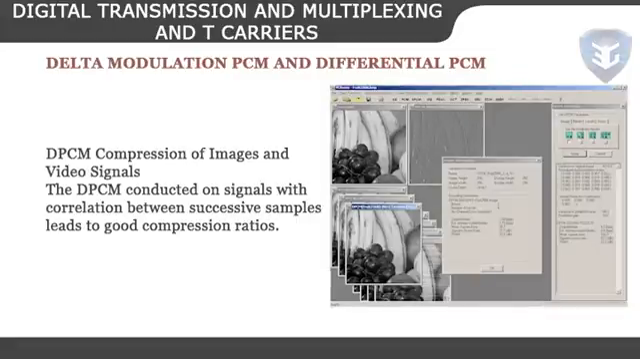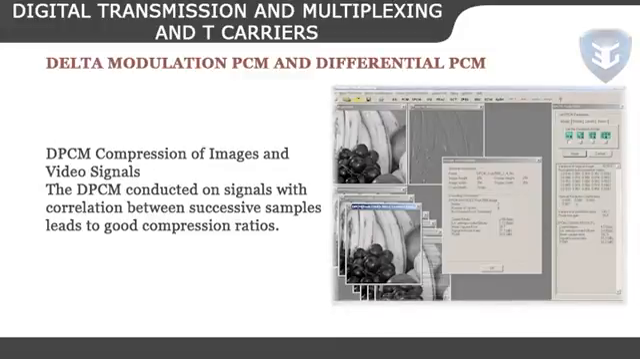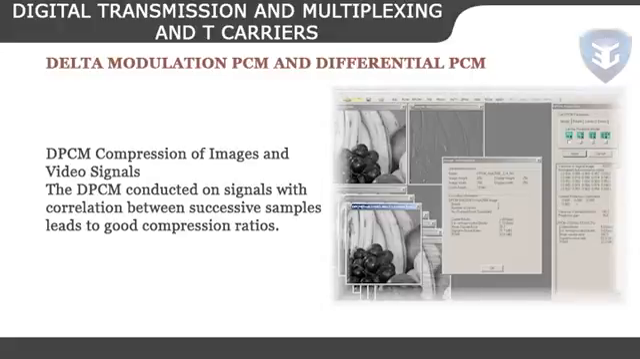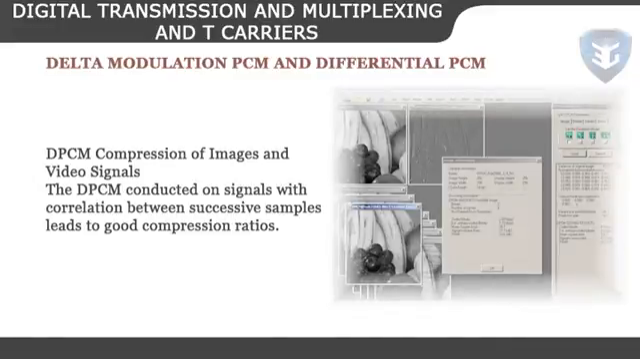DPCM compression of images and video signals. The DPCM conducted on signals with correlation between successive samples leads to good compression ratios. Images and video signals are examples of signals which have the above-mentioned correlation. In images, this means that there is a correlation between the neighboring pixels, and in video signals, correlation is between the same pixels in consecutive frames and inside the frame.